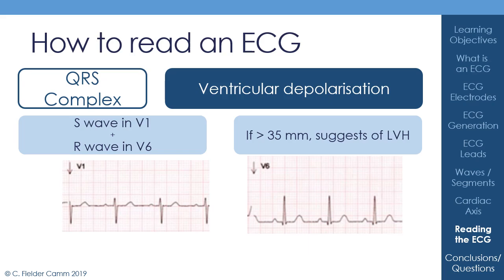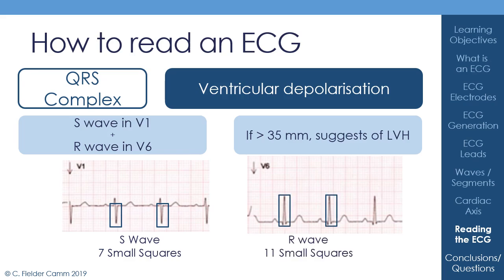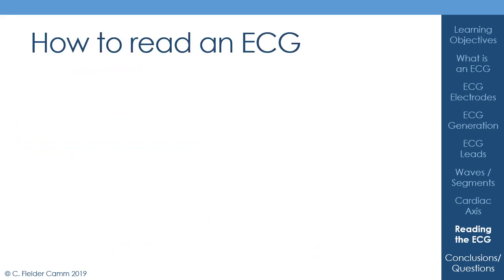So we can take these complexes here and we can say, well, there's about 7 small squares in that S wave. There's about 11 small squares in that R wave. And so that's clearly less than 35, being 18 millimeters in height. So having done both the breadth and amplitude of the QRS complex, we can now move on to look at the ST segment.